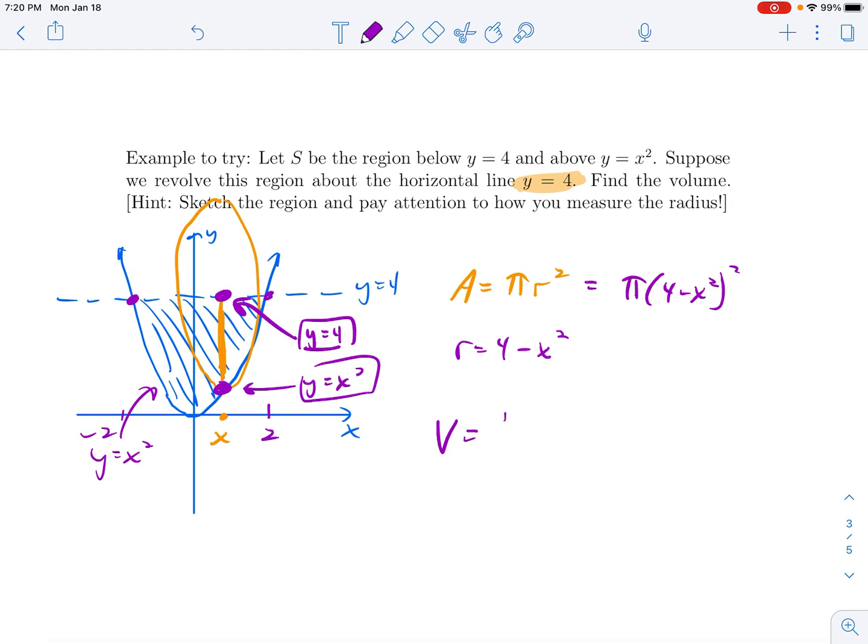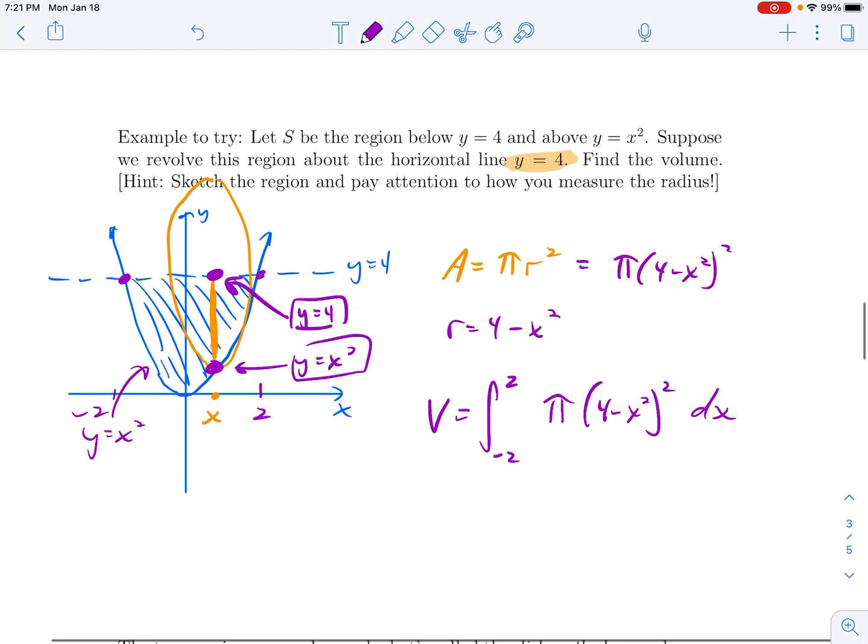So our volume formula, we would be doing our volume from -2 to 2, because that's where our region begins and ends. And the area of each slice, it's a disk, pi r squared, where the radius is 4 minus x squared. So it's not just x squared. It's not always as easy as, oh, the radius is the function. You have to visualize where is your disk, where is the center of your disk, where is the edge of the disk, and how far away are they? dx.